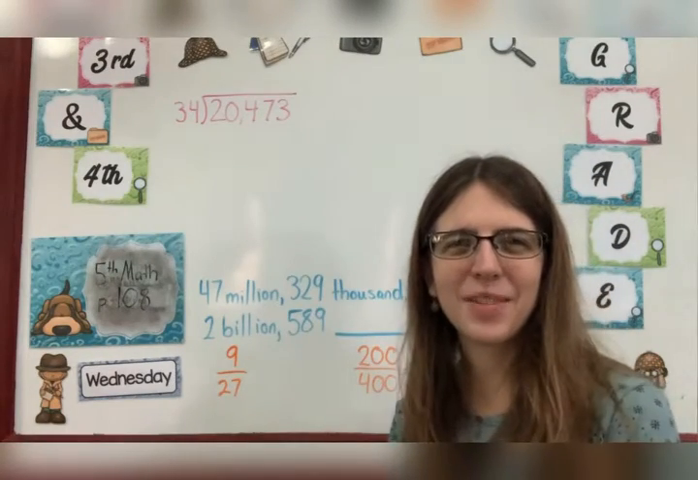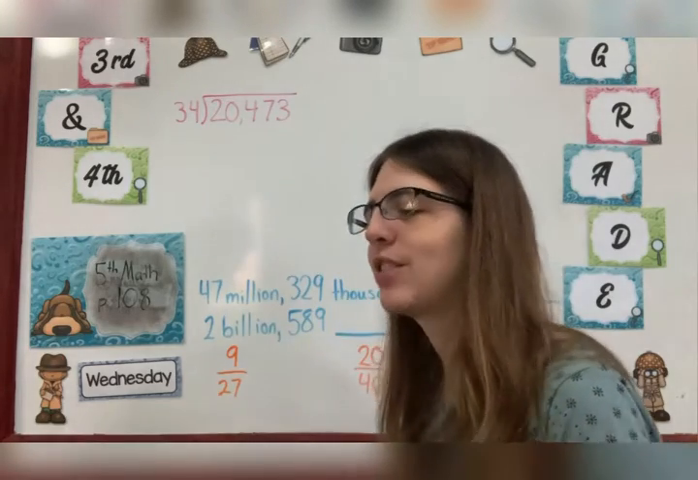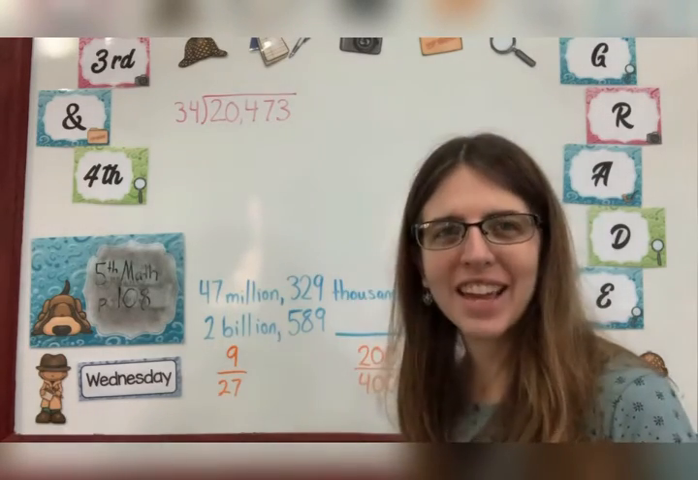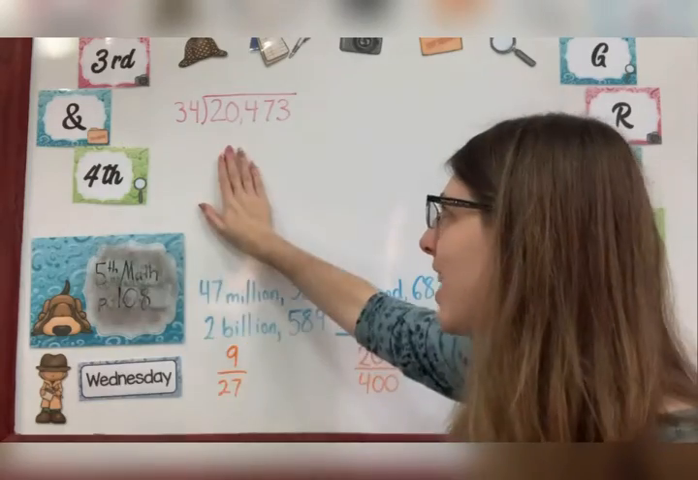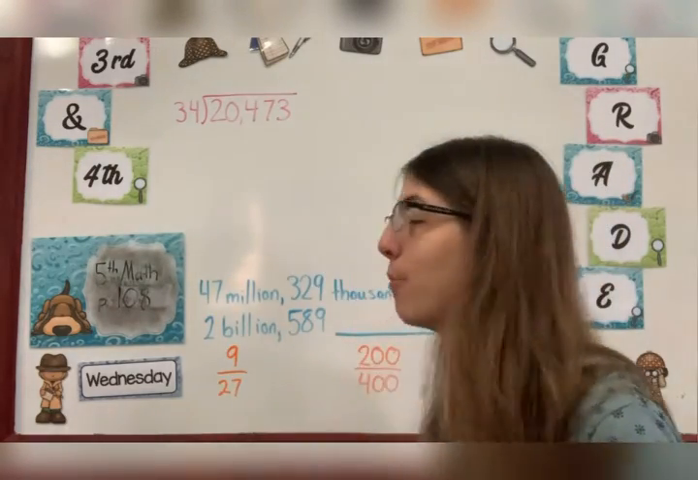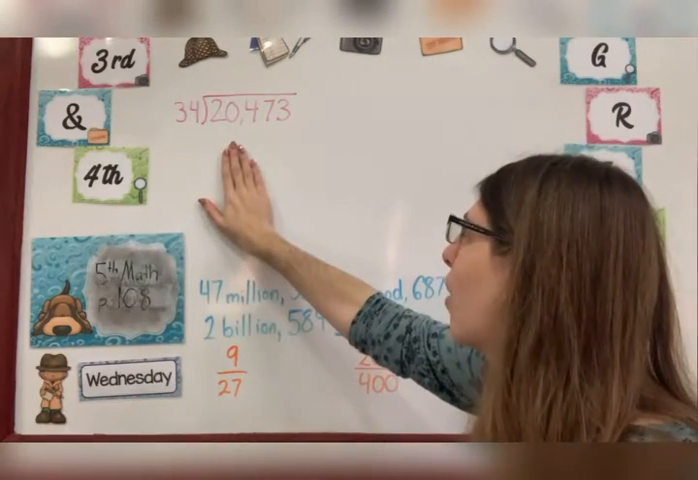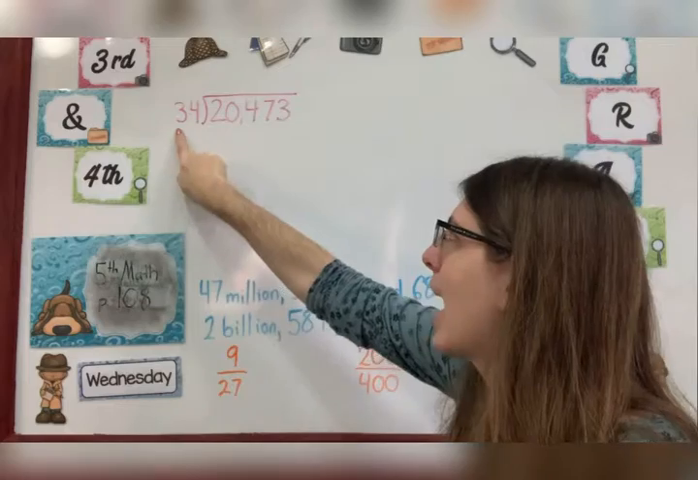Now let's get started with our lesson for today. So look at the top of your page. Exercise 5 says divide and check. We're going to do letter A together, and then you will do B and C on your own. But let me know if you have any questions. So I have 20,473 divided by 34.